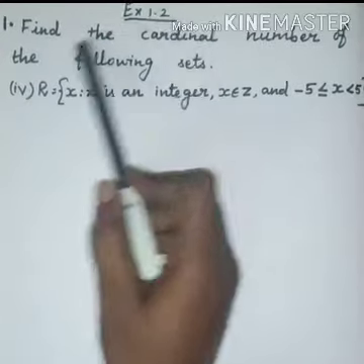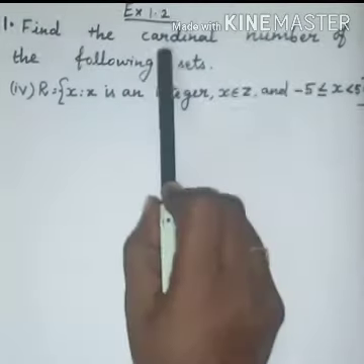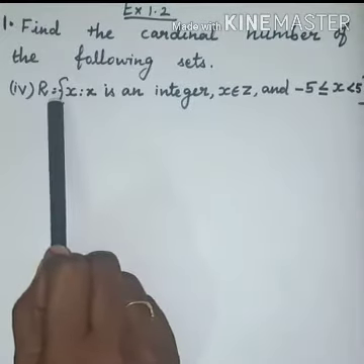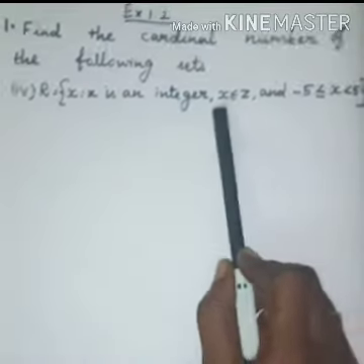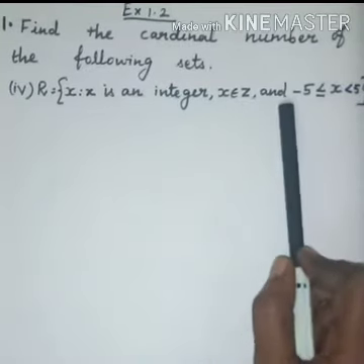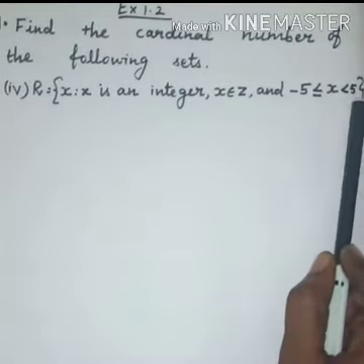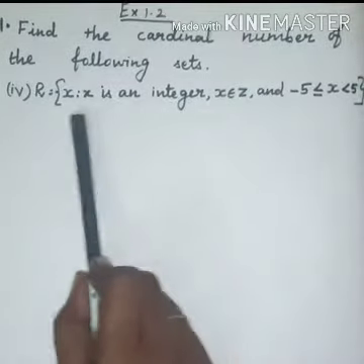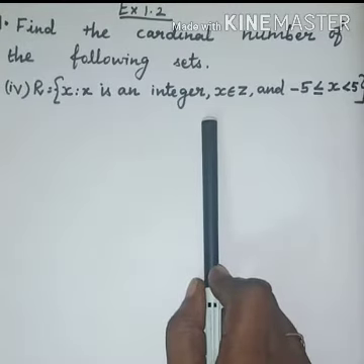Exercise 1.2, first sum, fourth subdivision. Find the cardinal number of the following sets. R is equal to {x such that x is an integer, x belongs to Z, and minus 5 less than or equal to x less than 5}. Here the set R is given in set builder form. We have to change it to roster form.